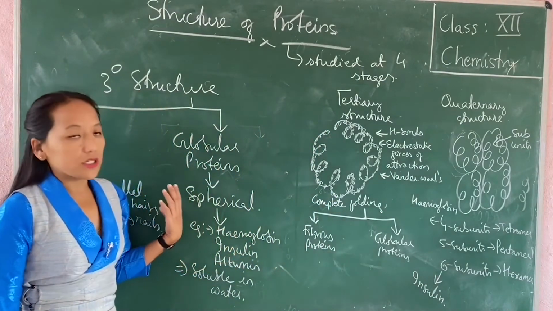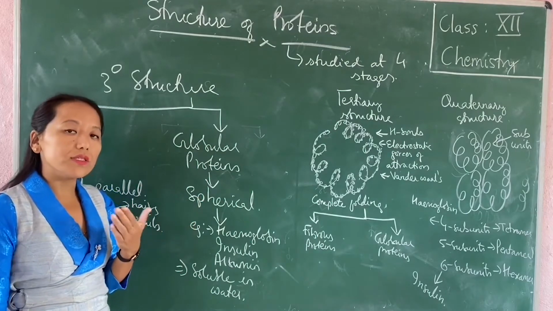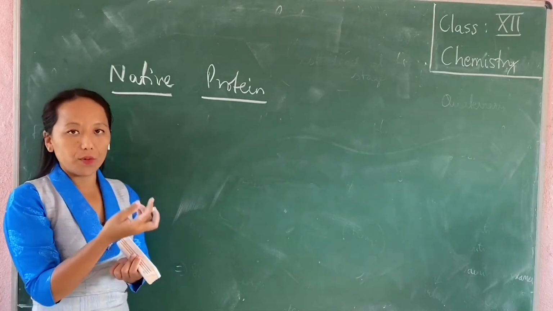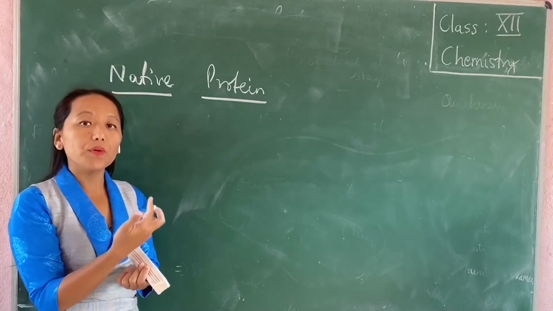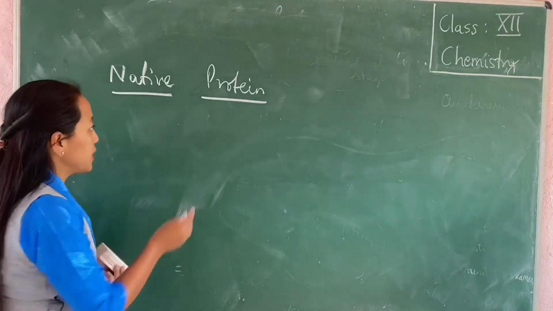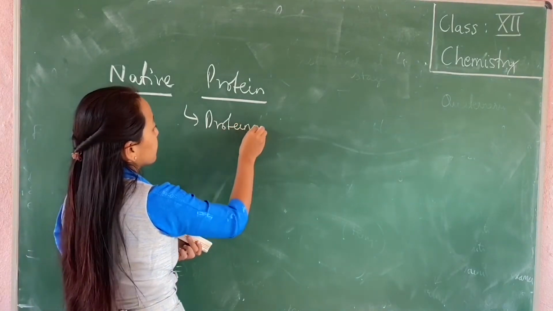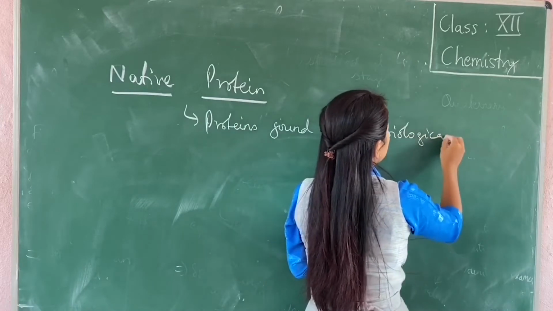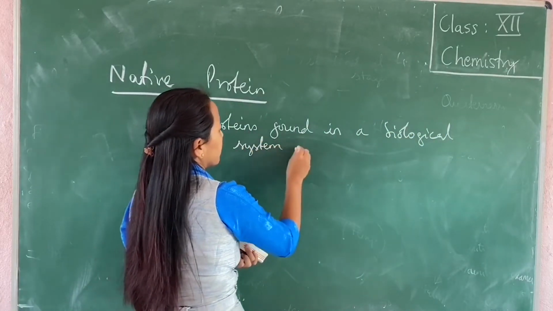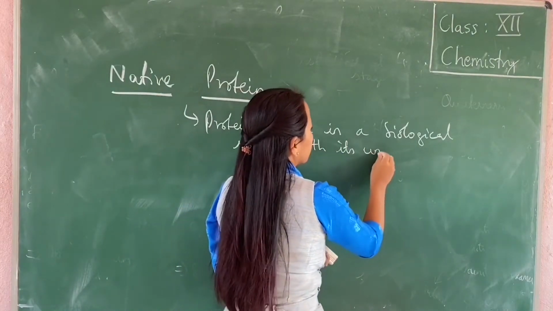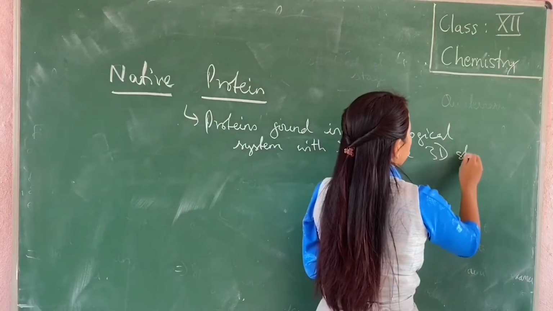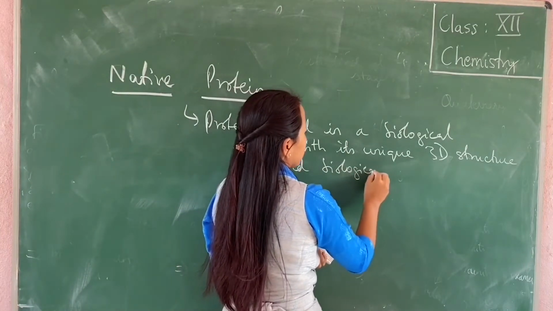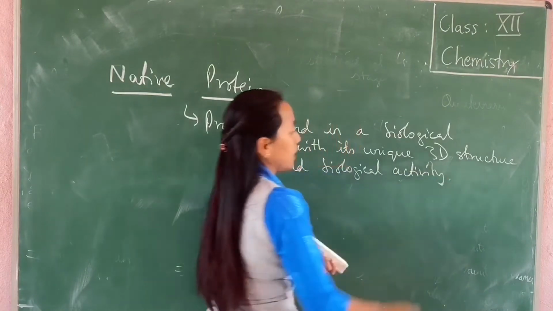So with this we are done with the structure of proteins. Now let us know about what is denaturation of proteins. Now you need to know the meaning of native proteins. Native proteins are the proteins which are found in our biological system in its proper shape and function. It is defined as the proteins found in a biological system with its unique three-dimensional structure and biological activity, which is called a native protein.